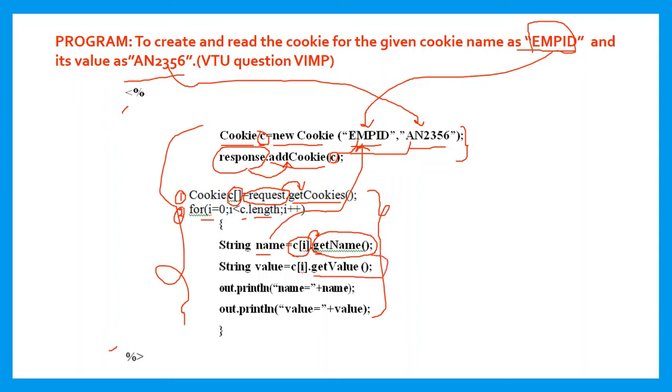So getValue is a method which is going to retrieve the value of the cookie, that is AN2356, and getValue is a method belonging to the Cookie class. To the instance of the Cookie class, I am calling the method getValue, and the return value is in the form of a string.